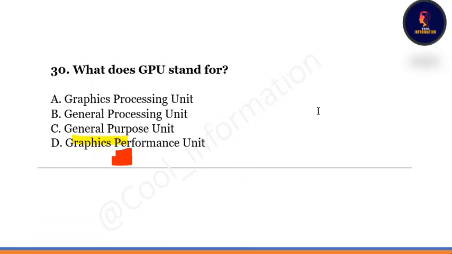Next question. What does GPU stand for? Option A is graphics processing unit. Option B is general processing unit. Option C is general purpose unit, and last option is graphics performance unit. Correct option is option A, graphics processing unit. Full form of GPU is graphics processing unit and full form of CPU is central processing unit.